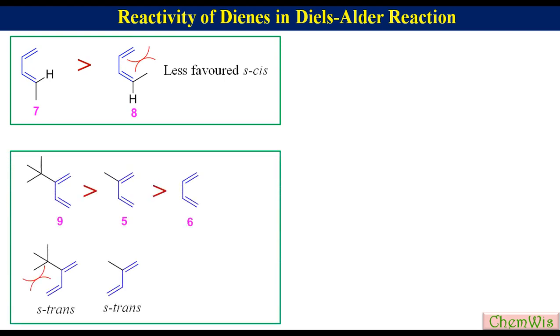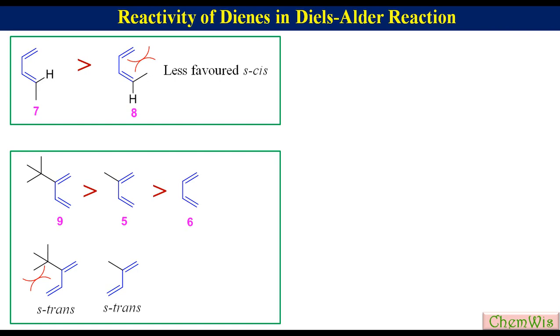Compound 9 and 5 have higher reactivity than compound 6 due to the presence of electron donor group, and also presence of these groups disfavor S-trans conformation and favor S-cis conformation. Compound 9 is more reactive than compound 5 because in compound 9, due to bulky tert-butyl group, S-trans is not favored and S-cis is more favored.